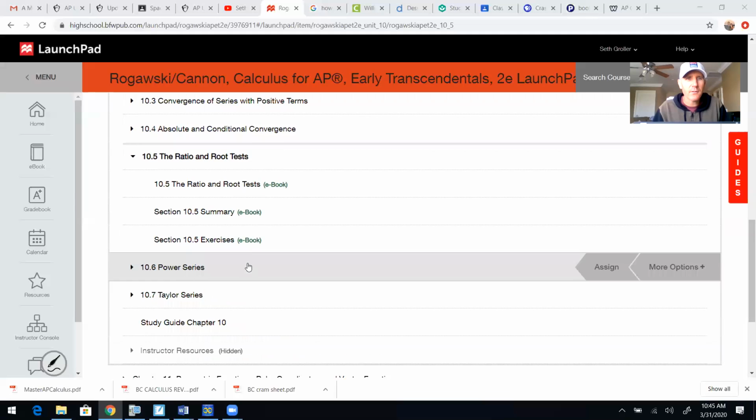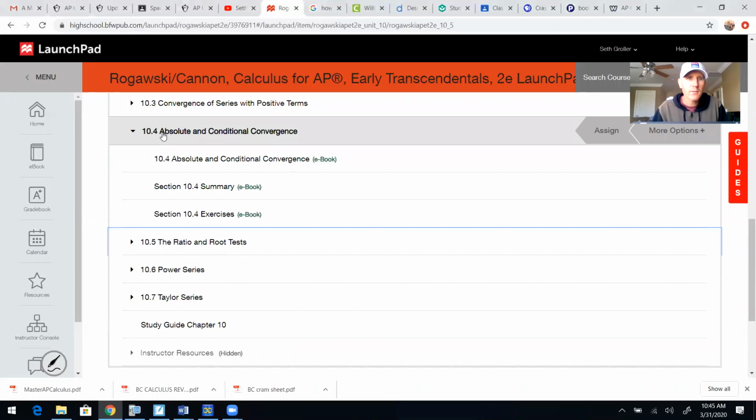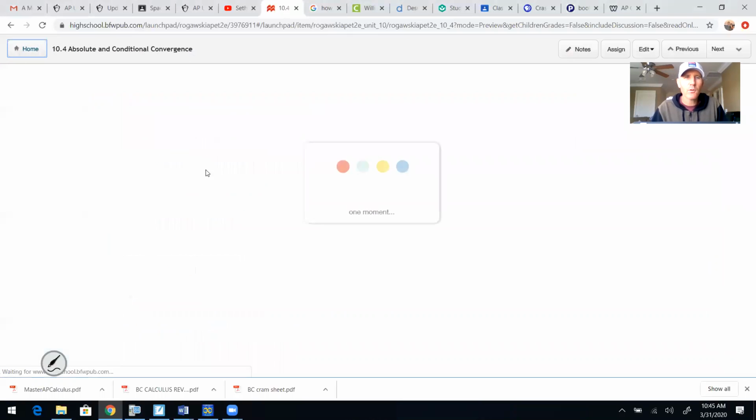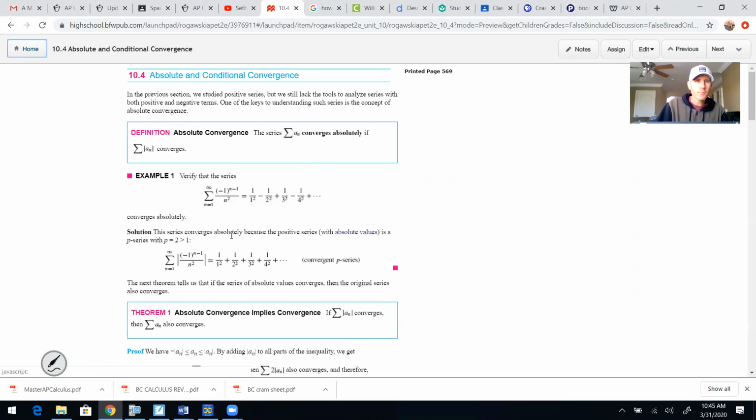We talk about it in 10.4 in Rogowski, and this is the definition of absolute convergence.